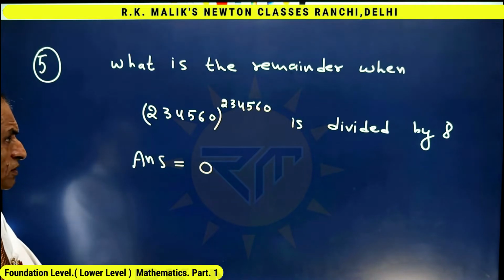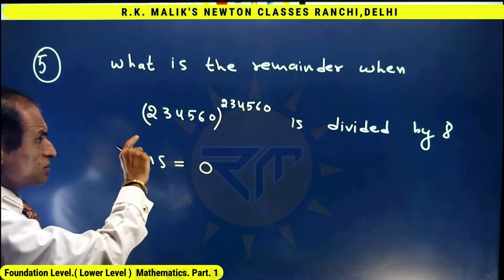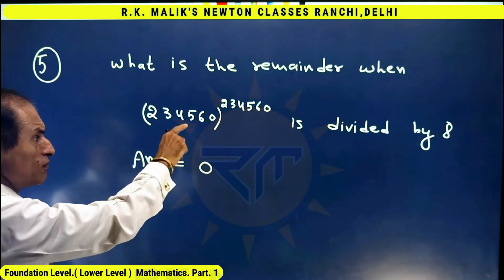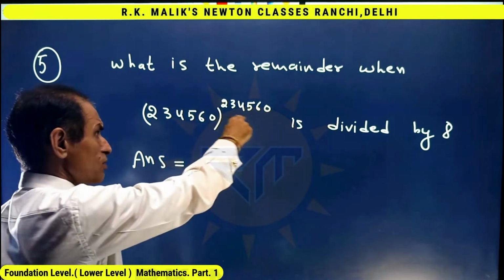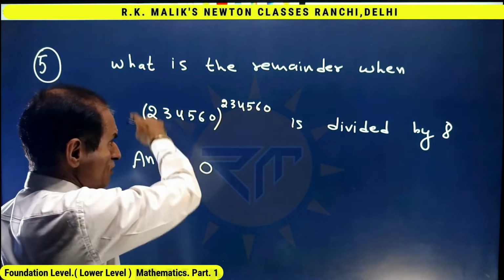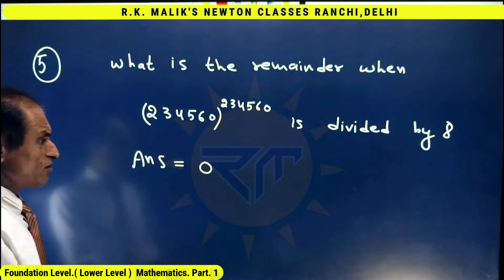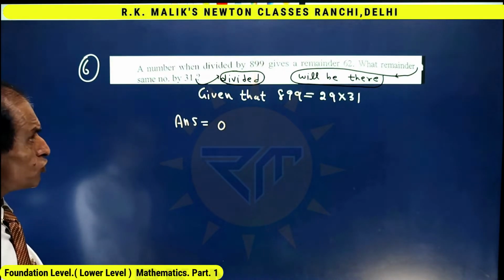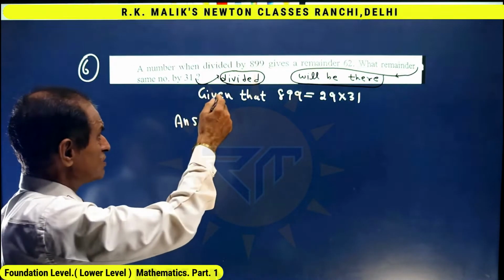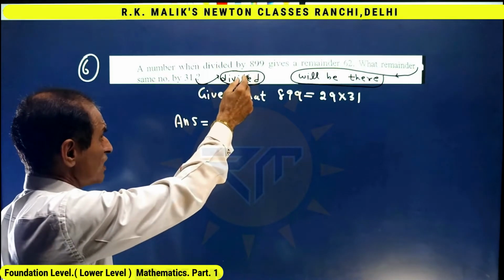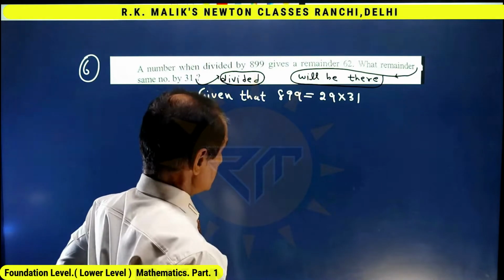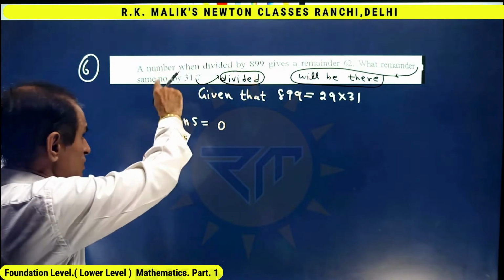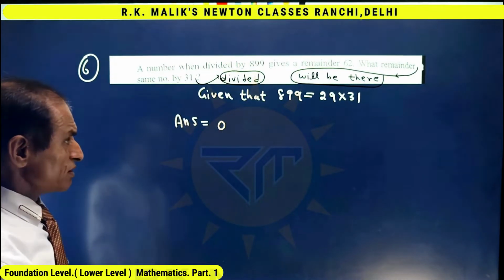This is the fifth question. In this question it is told to us that you have to find, when 2, 3, 4, 5, 6, 0 is divided by 8, what is the remainder? This is the sixth question. In this question it is told to us that when a number is divided by 899, then the remainder is 62. You have to find, when the same number is divided by 31, what will be the remainder?